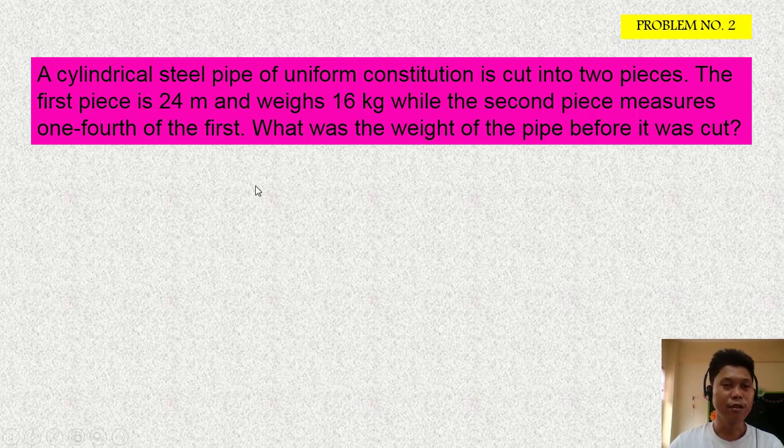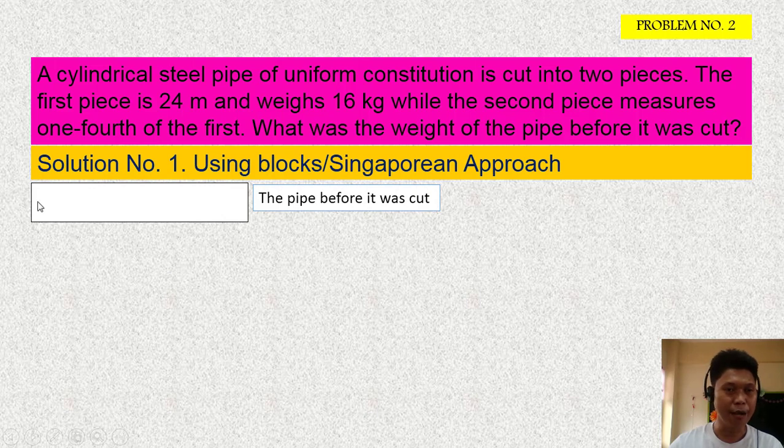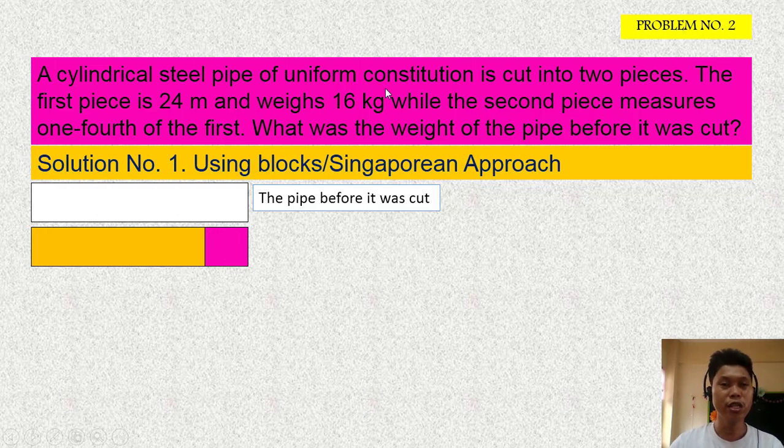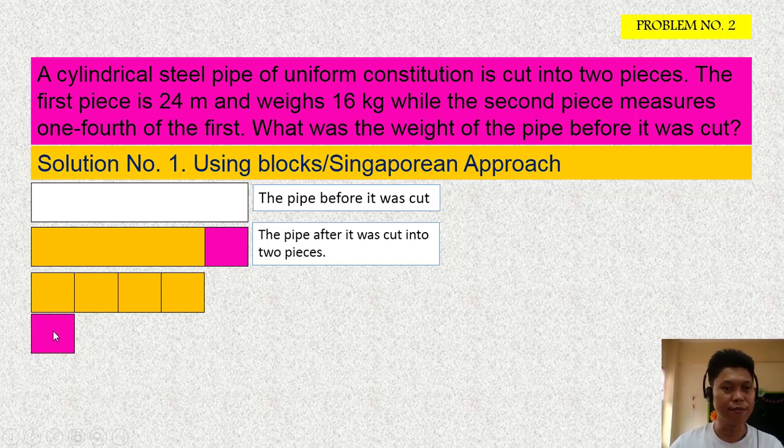So, first solution is using the Singaporean approach or the block model. So, first, let us assume that this is the pipe bago na cut. So, yan. Ganito kahaba. Tapos, hinati sa dalawa. So, we have the first, longer cut, tapos ang shorter cut. Merong condition dito na nakasulat na 1/4 of the first daw. So, ibig sabihin, kailangan muna nating hatiin to into 4. So, 1, 2, 3, 4. Okay? Tapos, ibig sabihin, ang second cut ay ganito kahaba. Ayan, kita na natin. So, this is 1/4 of this longer cut.